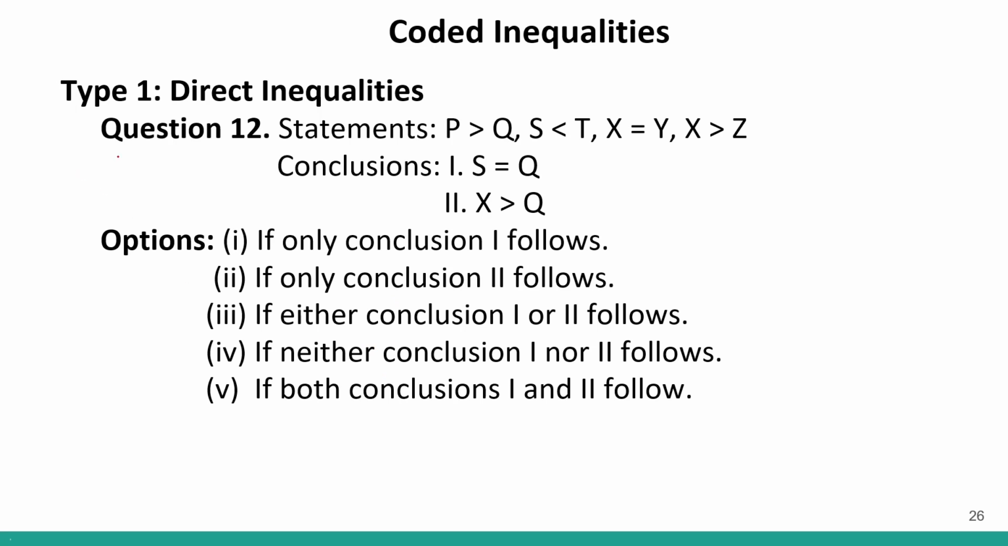Coming to question number 12. So S equals Q. Now S is over here. I cannot see an equal to sign. Therefore this is false. Correct? Simple. X is greater than Q. We will move from X to Q. So if I move from X to Q, I can see X and Y have a relation. Correct? X and Z have a relation. But I cannot see a relationship between X and Q.